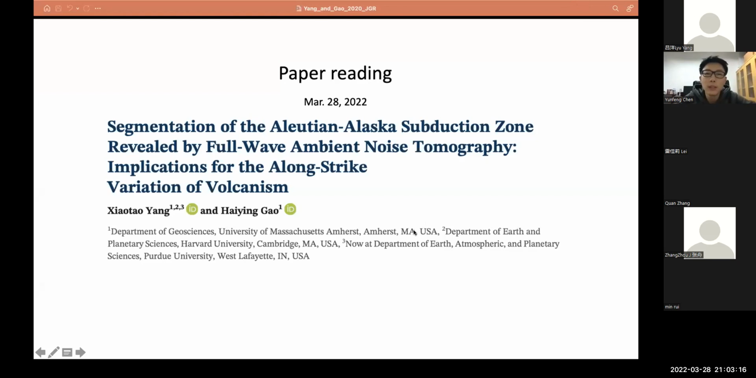Okay, so today I'm going to lead this paper by Xiaotao Yang and Haiying Gao. The title is Segmentation of Aleutian Alaska Subduction Zone Revealed by Full-Waveform Ambient Noise Tomography: Implication for Along-Strike Variation of Mechanism. Since I think most of you are non-seismologists, except for some of my students, you're welcome to interrupt me and stop me anytime if you have any questions about anything in seismology.